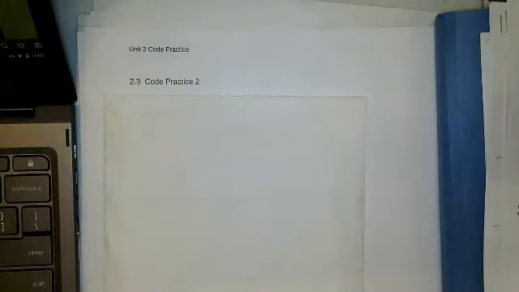Okay, so Unit 2, Lesson 3, Code Practice 2. For that, they want you to write a program that inputs the length of two pieces of wood in yards and feet as whole numbers and prints the total. So we're going to have two different pieces of wood, the yards and feet of that first piece, yards and feet of the second one, and then print our answer as yards and feet.